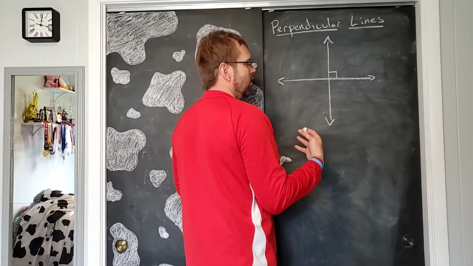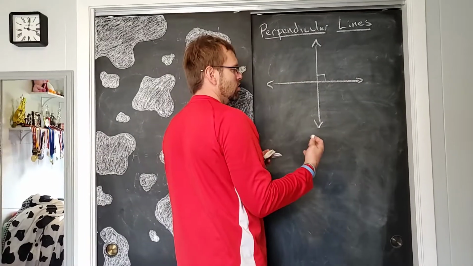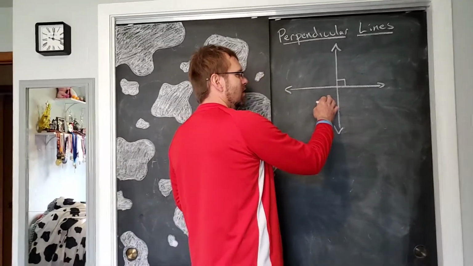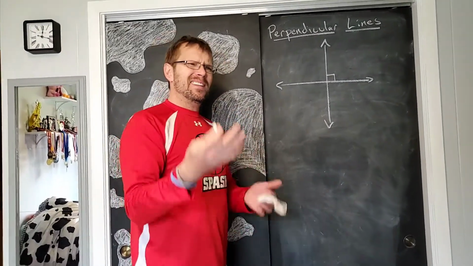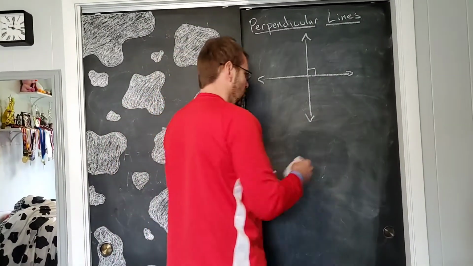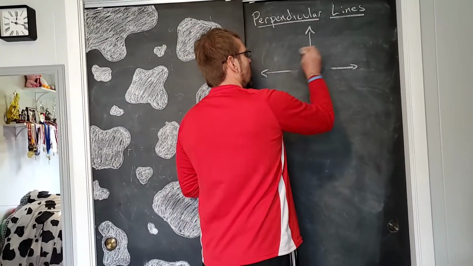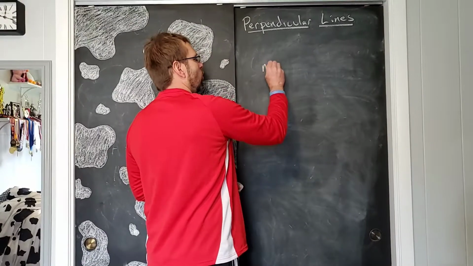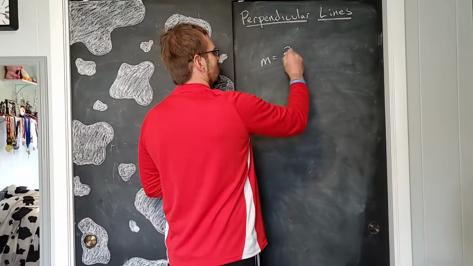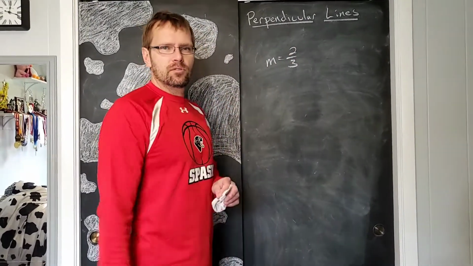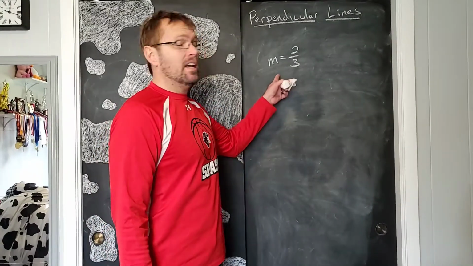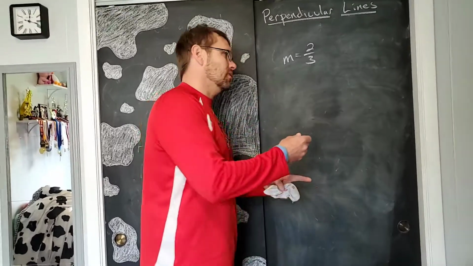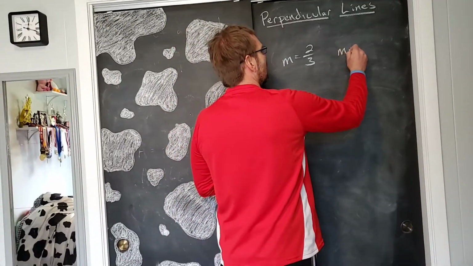Now the slopes have a very distinct relationship. Parallel lines are exactly the same. Now perpendicular lines are actually upside down and opposite. Now let me show you what that means. For example, if I tell you that the slope of one line, let's say, was 2/3. If the slope of this line is 2/3, the slope of the line that's perpendicular to that would be this.